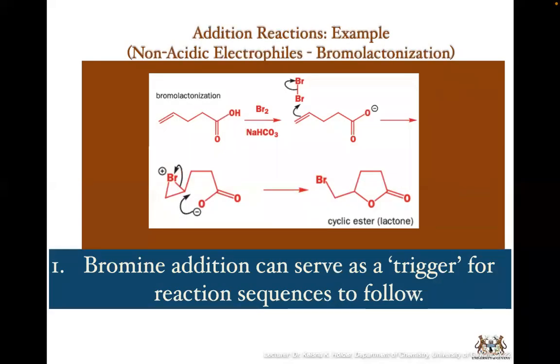There are other examples where, instead of the epoxide, now we're seeing applications of bromine and bromination in terms of reaction sequences. Here we have an example of a process referred to as bromolactonization. In this initial molecule, we have an alkene that is positioned in a way that is distant from a carboxylic acid.